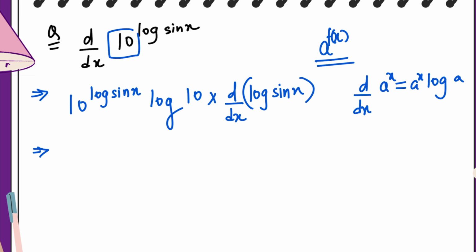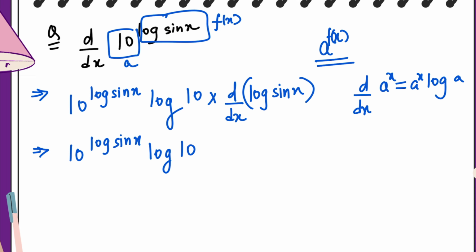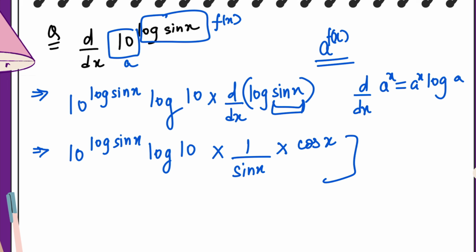See, this was a, and this is f(x). You'll have to differentiate the inner function also. So 10 to the power log sin x into log 10. Now d by dx of log sin x will be 1 by sin x into d by dx of sin x, that is cos x. So you can write it equal to cot x into 10 to the power log sin x log 10.